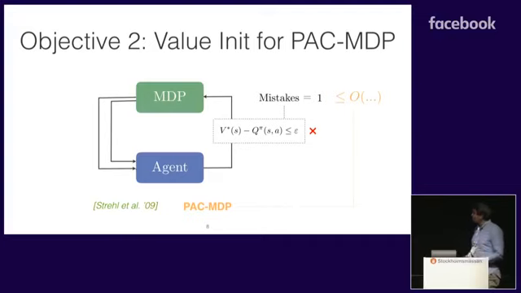PAC-MDP algorithms are those that have a bound on the number of time steps for which they will be making these mistakes with their policy. In particular, this bound must be polynomial in the size of the usual parameters, things like the size of the state space, action space, 1 over epsilon, and so on. And because it's PAC, that P says we need to have this with high probability up at the top.